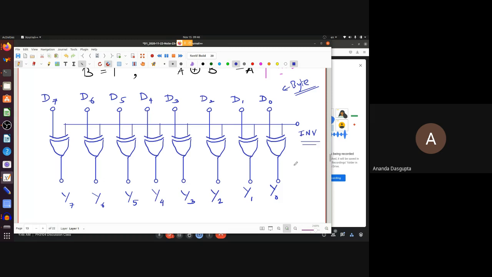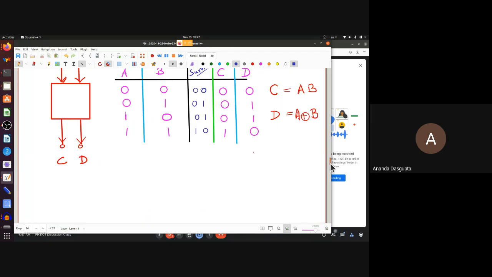If inv is high, y0 is d0 bar, y1 is d1 bar, y2 is d2 bar, and so on. So you have an 8-bit number. It's basically a Boolean sequence of 8 bits. You can also think of that as a binary number made out of zeros and ones. And y is either the same or its complement. By the way, it's actually called its ones complement.